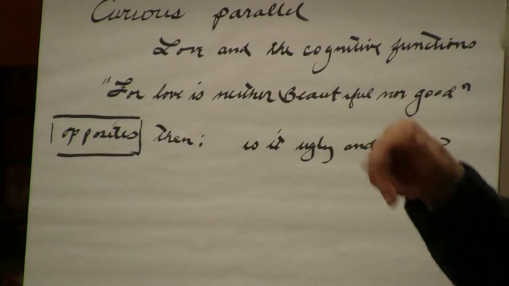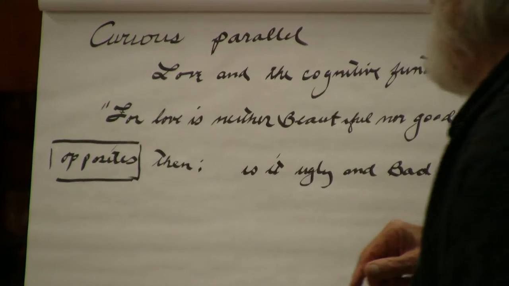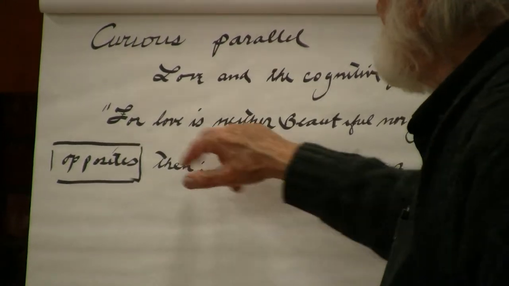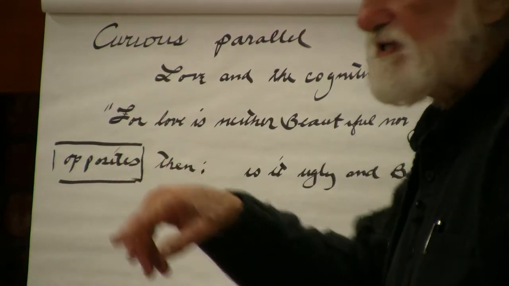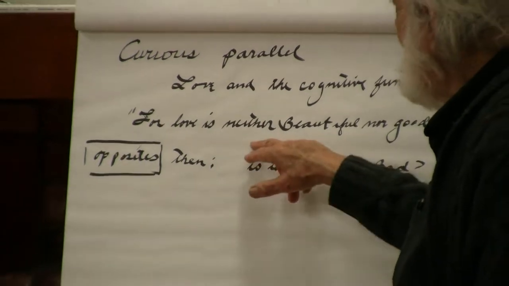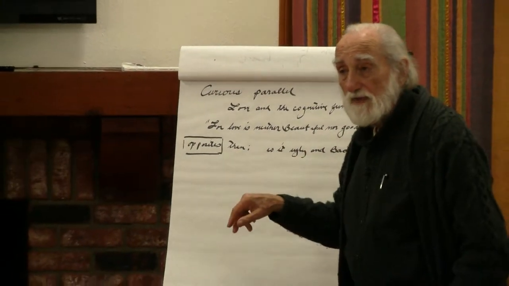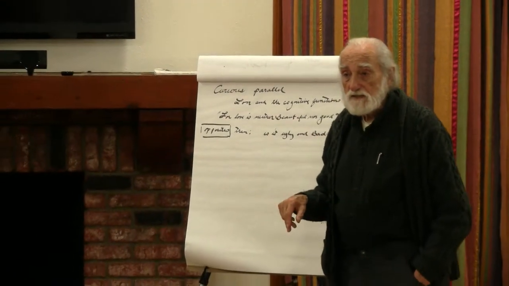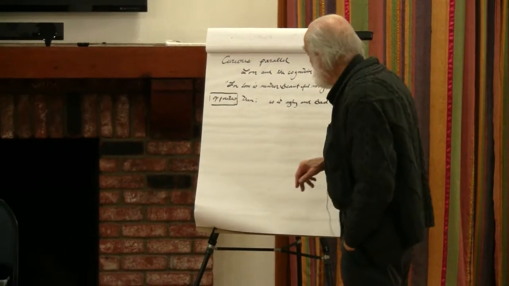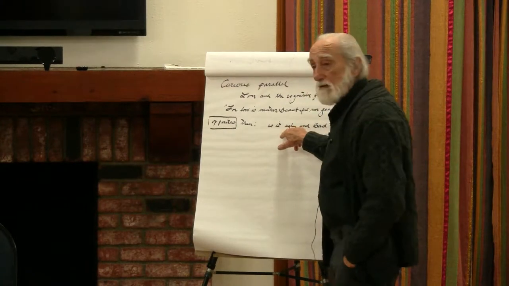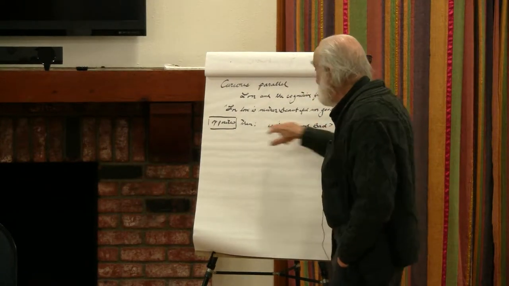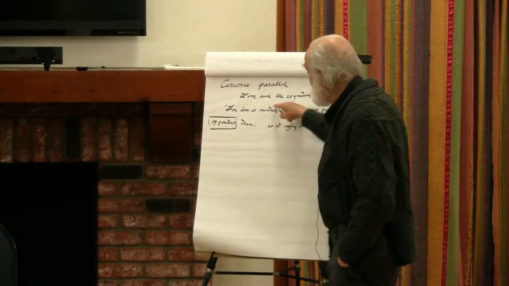So Socrates is brought to see from Diotima, his teacher, that love is neither beautiful nor good. And Socrates comes back and he says, good heavens, does that mean love must be ugly and bad? He goes for opposites, see?